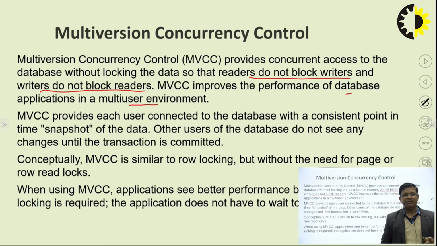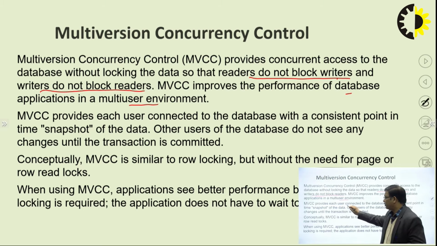So basically, this type of concurrency control protocol is applied where a database can be accessed by different types of users, in a multi-user environment. Then we can apply this multiversion concurrency control, so that readers do not block writers and writers do not block readers. This is basically the phenomenon.